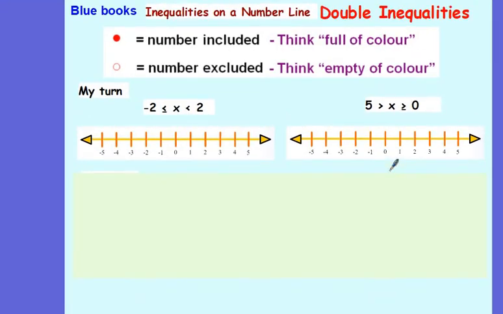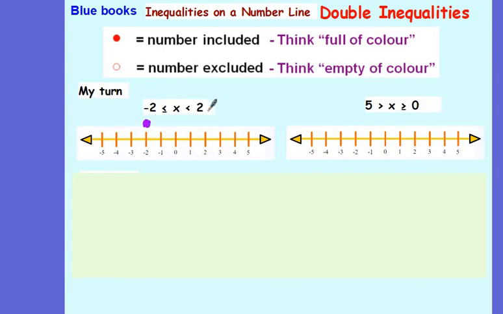So just as before, I'm going to go through an example and then you're going to do a similar example. So pens down, eyes on me to begin with. I need to show the inequality x is greater than or equal to -2 and less than 2. Let's start on the left hand side. I want greater than or equal to -2. Because it could be equal to, I'm going to fill in my dot.